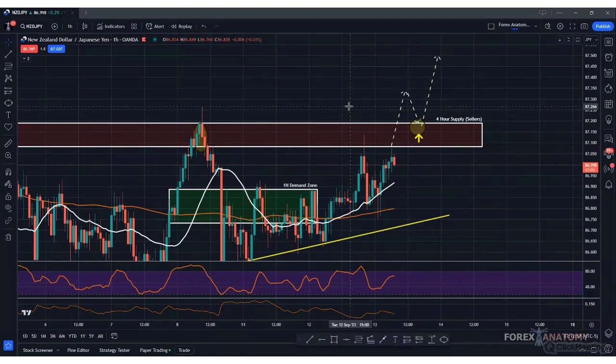All right. So are there any questions with the Kiwi yen, going once, going twice? If not, then we can go to the next asset, which is Euro Aussie. So let me just hurry up and do that as well. Euro Aussie.